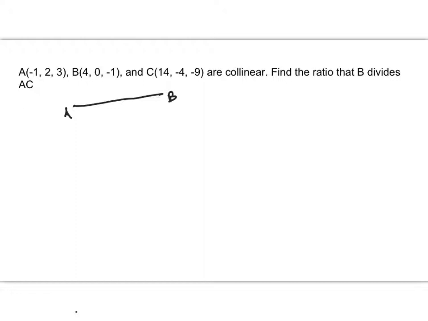Sorry, it should be longer. B is somewhere on this line. We don't know where because we're looking for the ratio that B divides A and C. But all three of these points are in one line. So for these to be collinear, I could divide A up into two vectors, A to B and B to C, and they would be parallel to each other.